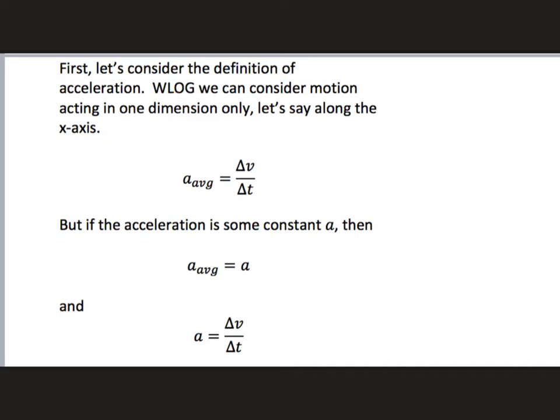And so we're just going to consider everything moving in a straight line, let's say along the x-axis. And we have a definition that the average acceleration is delta v over delta t. That is our definition of acceleration. But if the acceleration is some constant value, let's say a, then the average of all the possible a's, which is constant, is just going to be a. And so that way we can go from the average acceleration being delta v over delta t to being just a is equal to delta v over delta t.